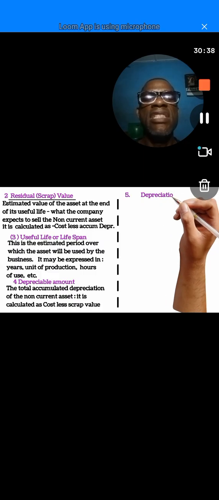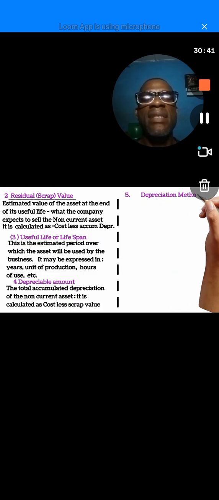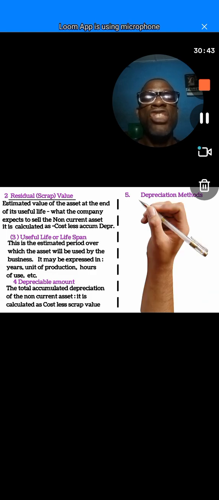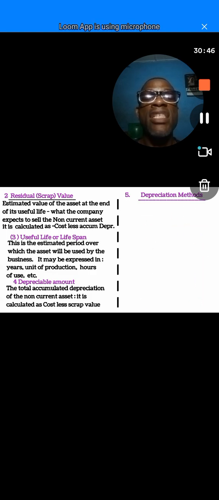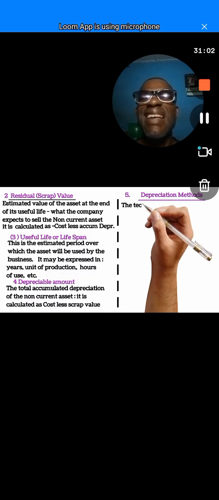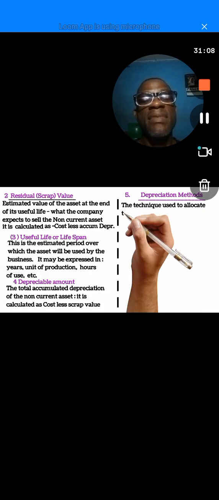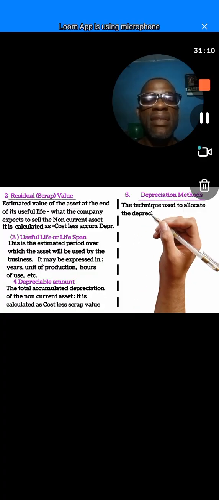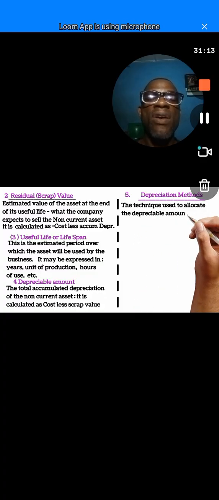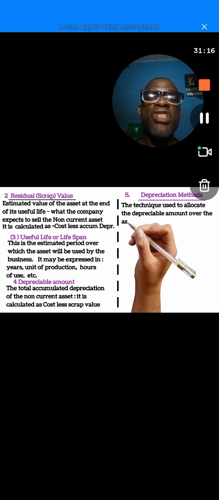Now, the next one we're going to take a look at is depreciation method. Depreciation is not just done anyhow. There are methods that are stipulated and used. Depreciation methods are the techniques used in the allocation or calculation of depreciation.